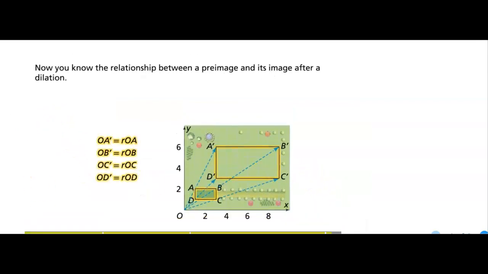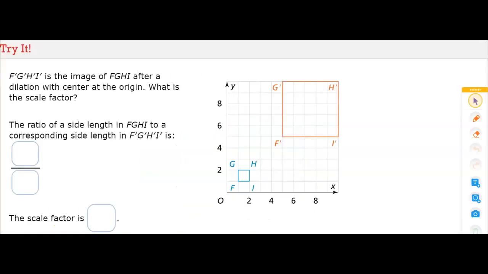Now you know the relationship between a pre-image and its image after a dilation. F', G', H', I' is the image of FGHI after a dilation with the center at the origin. What is the scale factor?